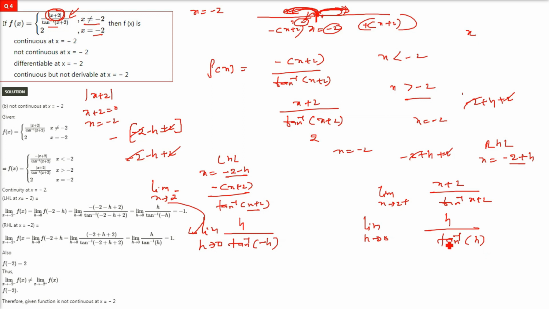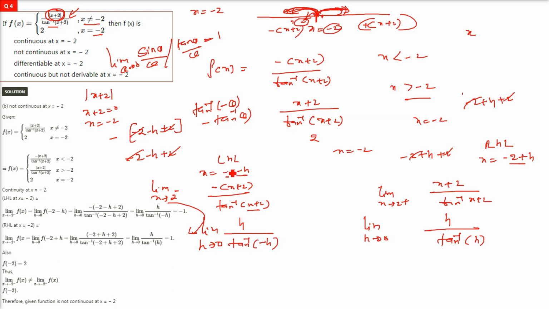Now please remember, sine of minus theta is minus sine theta, tan of minus theta is minus tan theta, tan inverse of minus theta is minus tan inverse theta, right? Tan inverse of negative theta is negative tan inverse theta. Also, sine theta by theta or tan theta by theta, limit theta tends to 0, amounts to 1. So this is tan inverse h by h only.